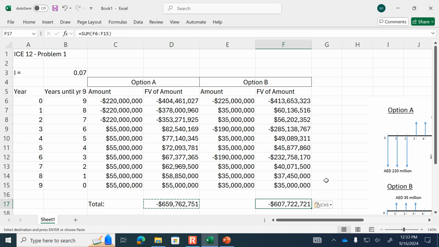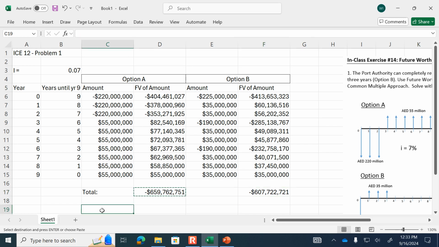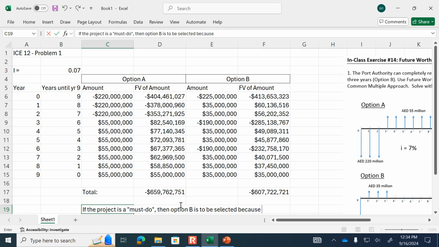So it's cheaper to do option B. So I'm going to type now here the solution. If the project is a must-do, then option B is to be selected because it is least negative, lowest cost.